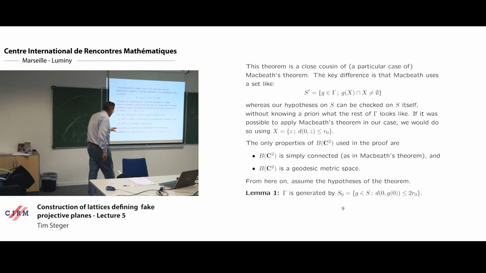For the rest of the talk, we're going to assume the hypotheses of the theorem. Here's the first lemma. Gamma is generated by S0, those elements of S which are at distance no more than 2r0 from the origin. So at least for having a generating set, we don't need to use all of S. We can just use the elements of size no bigger than 2r0.